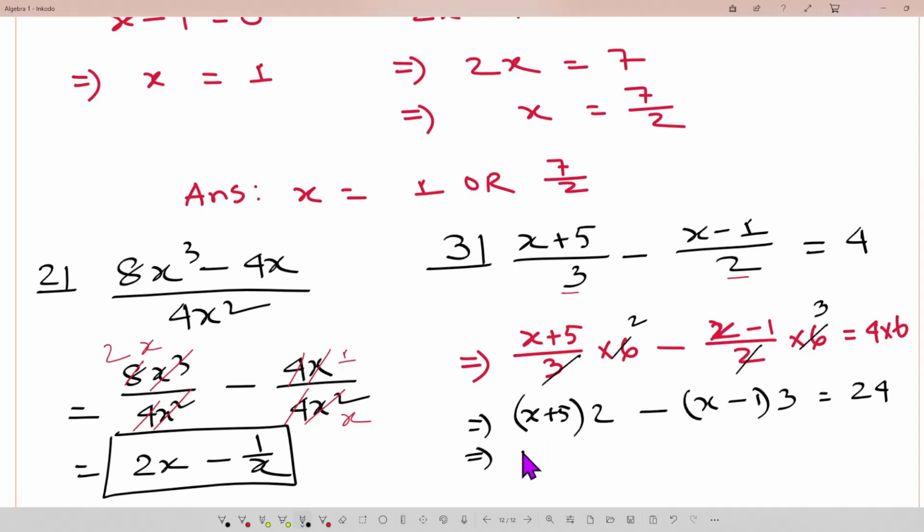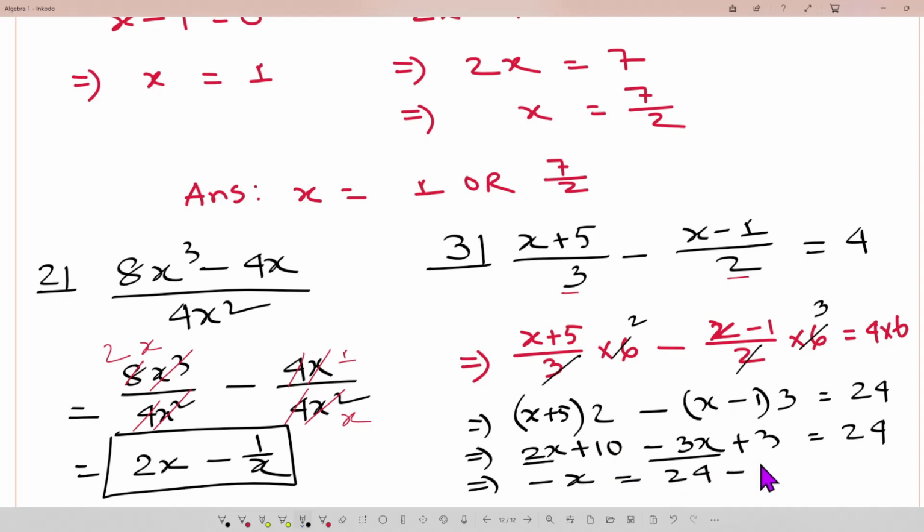So finally we have 2x + 10 − 3x + 3 = 24. So 2x − 3x is −x, and 10 + 3 moves to the right side as −13, so −x = 24 − 13, which is 11. So finally x = −11.